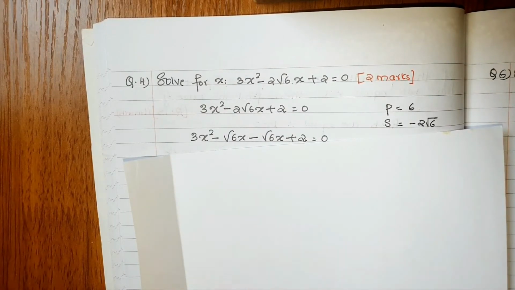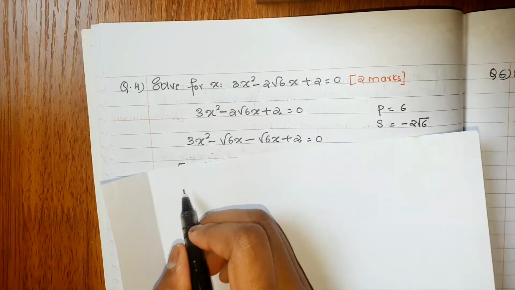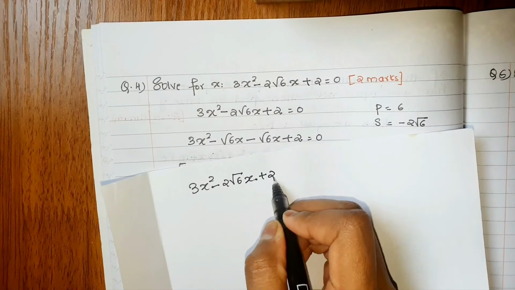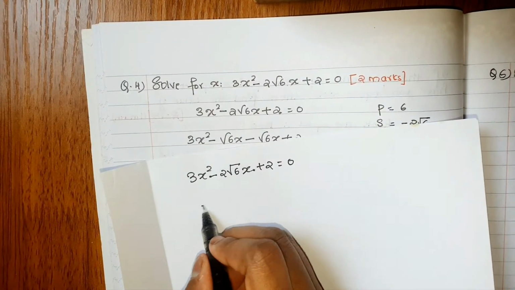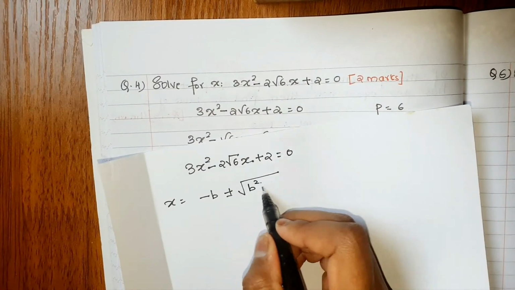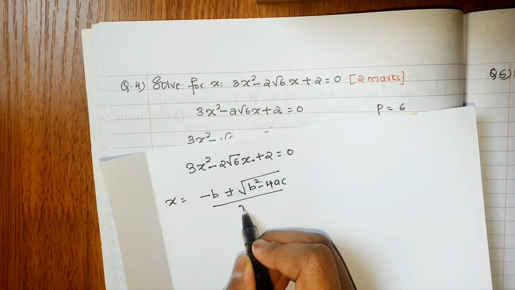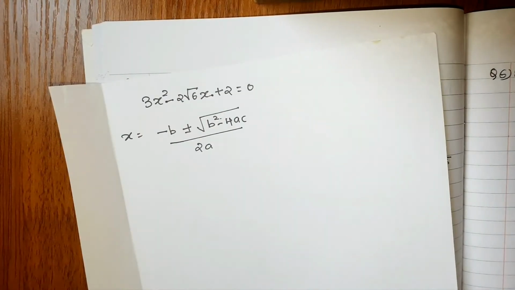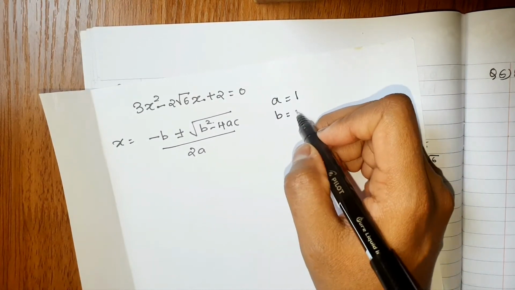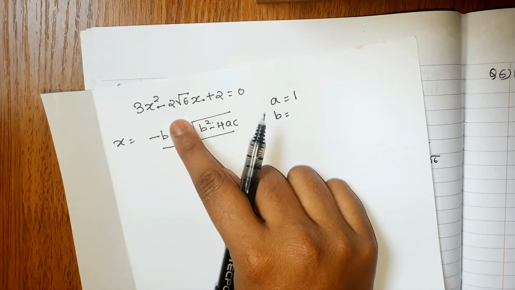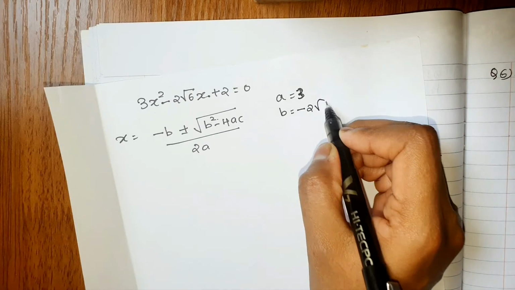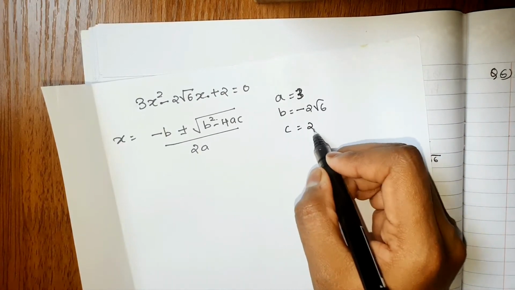For the same question, let's try to find the value of x by another method. So what is the question? 3x square minus 2 root 6x plus 2 is equal to 0. So what is our formula? x is equal to minus b plus or minus root of b square minus 4ac by 2a. So here a is equal to 3, b is equal to minus 2 root 6, and c is equal to 2.